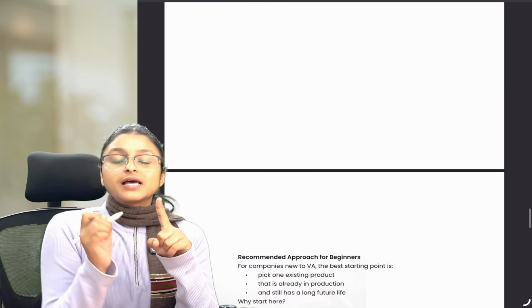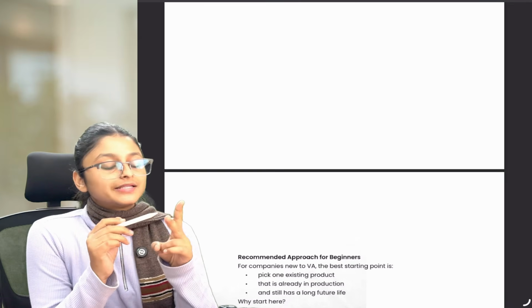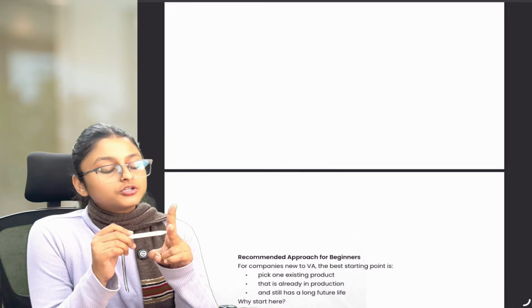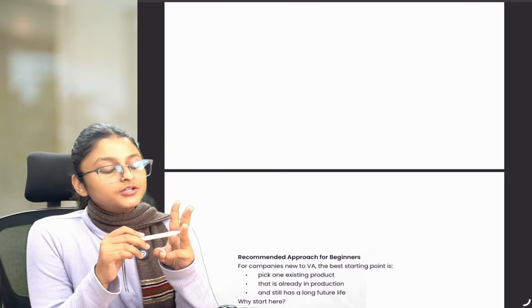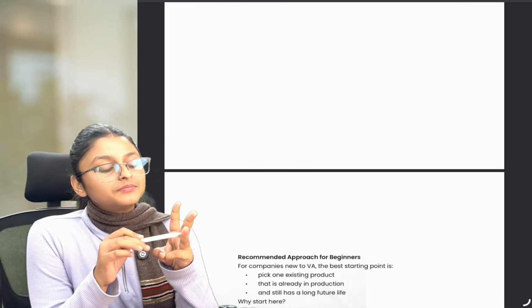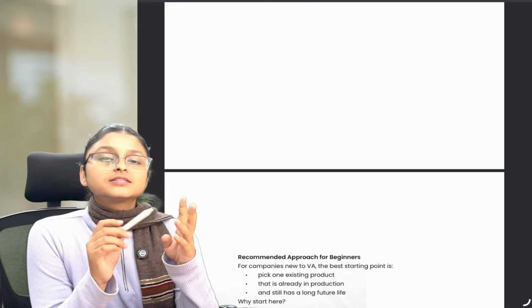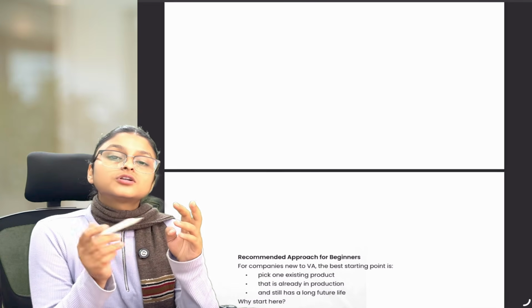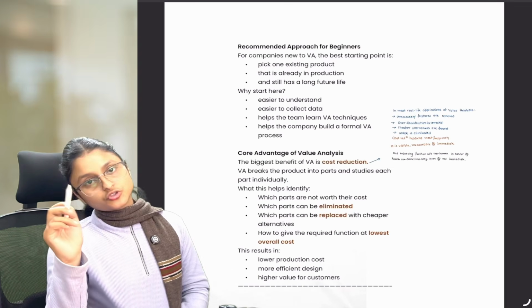So there are 4 types of value analysis exercises. First one is value analysis for existing product. This is the normal value analysis. Next is value analysis for new product, which is known as value engineering. Next comes value analysis for product families, which is horizontal deployment, and competitive value analysis, which is also known as reverse or stripped down analysis. Done. Next, recommended approach for beginners.